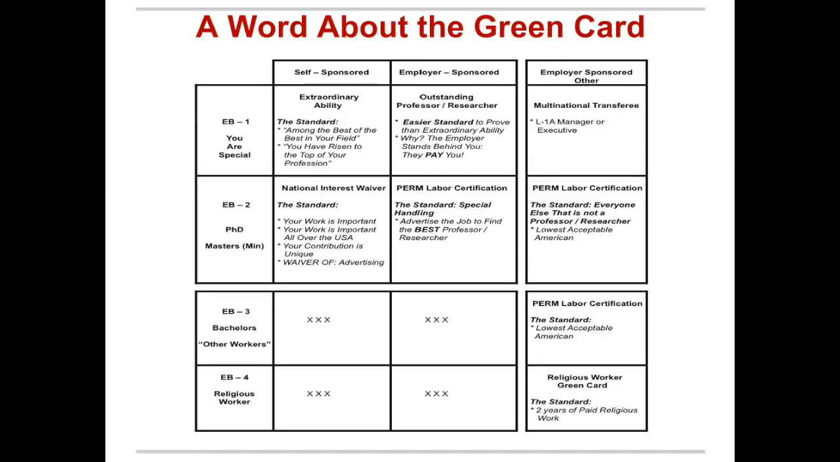So that's it. And remember, I'll beat it to death. I'll say it again. The PERM labor certification is only the 2 boxes in the last column over to the right, row 2 and row 3. But we got a whole nother couple of rows to talk about and a couple of columns.